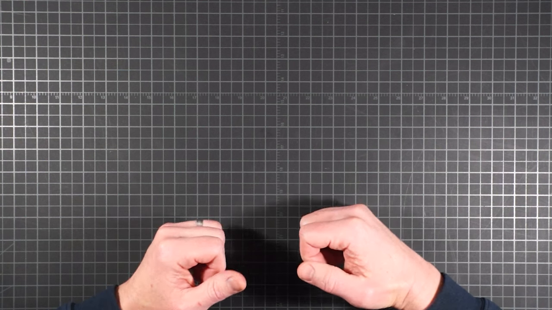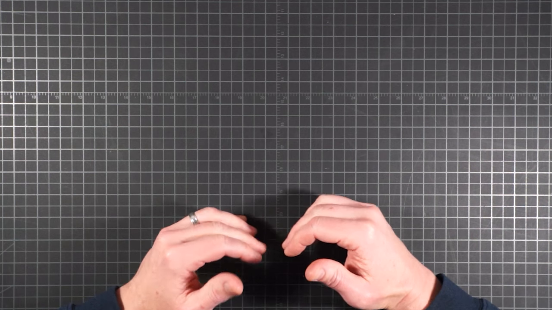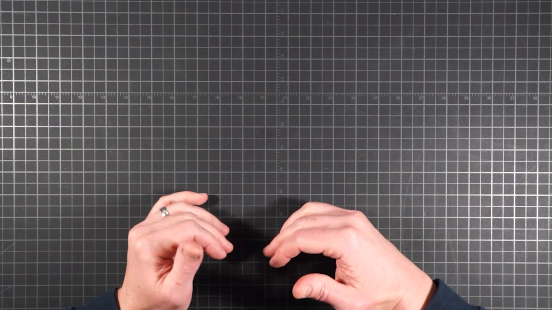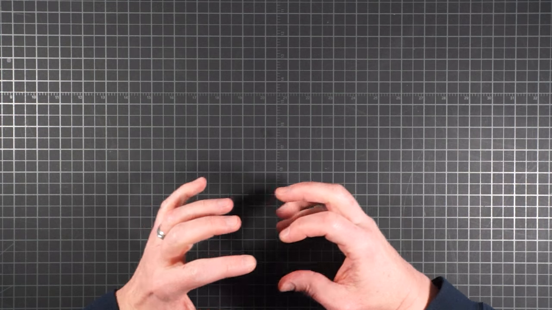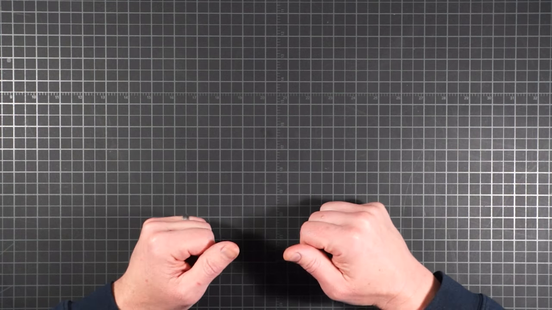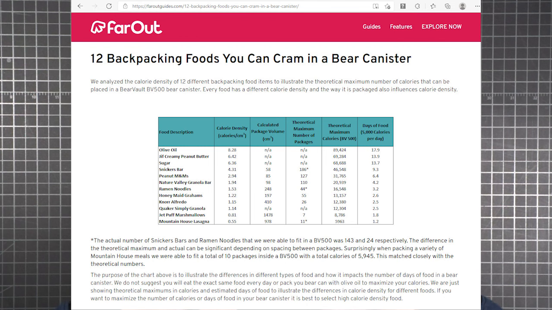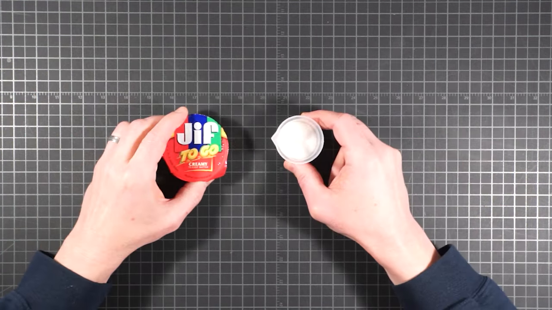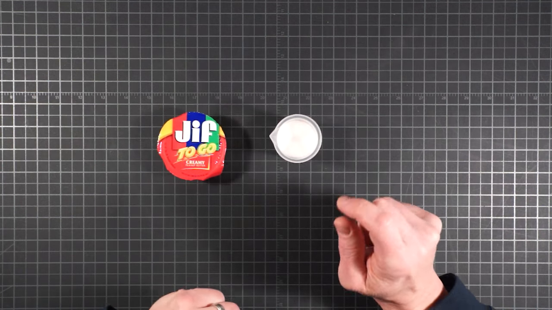And while it's good to know that the lighter foods also trend towards being more compact as individual items, how well those bars and bags packed together looks like it could be even more influential in your overall density. Look again at the list of theoretical maximum calorie capacities from Far Out Guides. In particular, the Jif creamy peanut butter versus good old sugar.